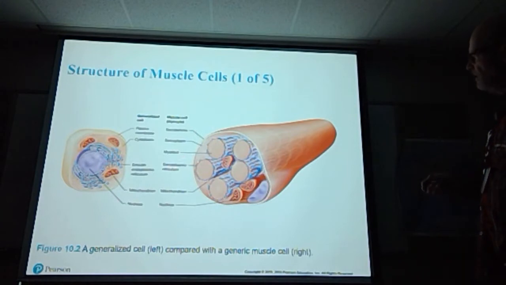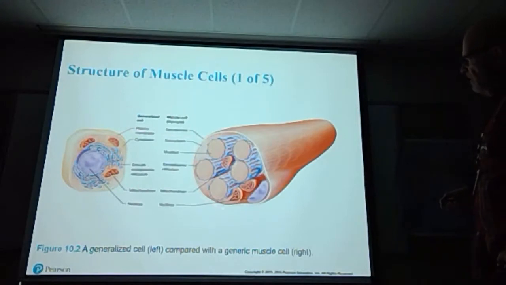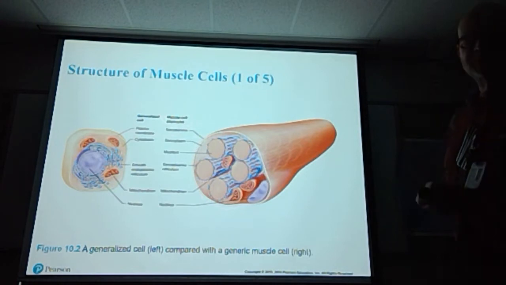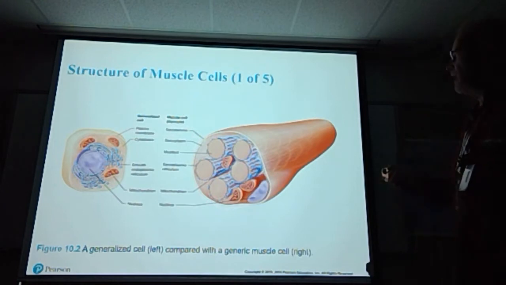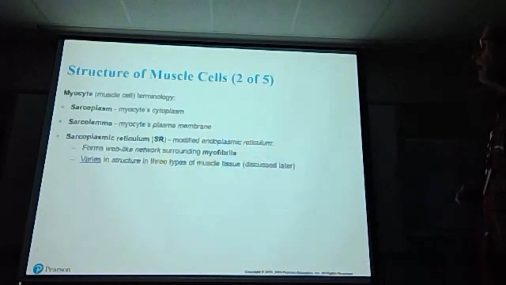The sarcoplasmic reticulum is surrounding the myofibril, and takes the place of the smooth endoplasmic reticulum. The cytoplasm has now been replaced by what is called the sarcoplasm, and the plasma membrane has been replaced by a very similar structure known as the sarcolemma. An individual muscle cell is called a myocyte. So as I move on through this lecture and I start using the term myocyte, I am referring to a muscle cell. The myocyte has, again, the sarcoplasm, which is the myocyte's cytoplasm.